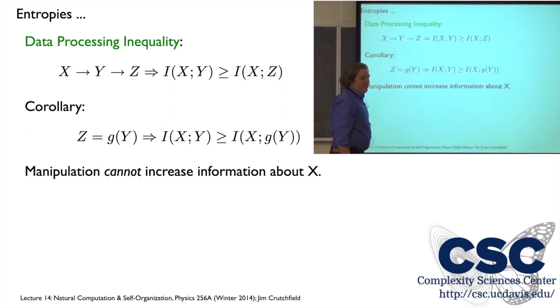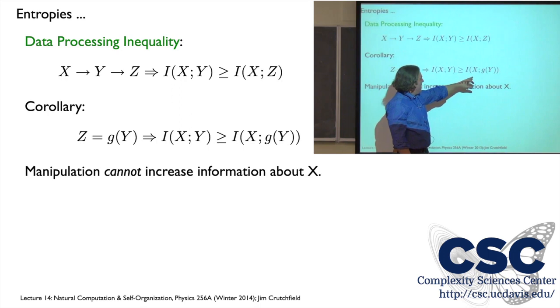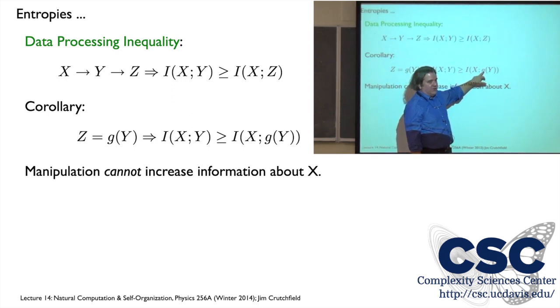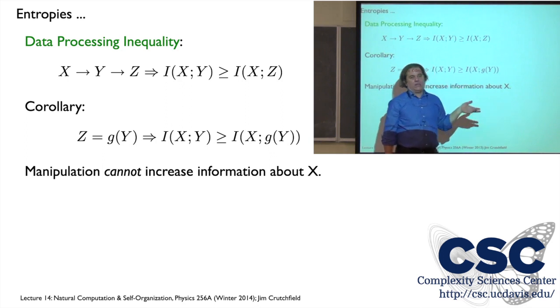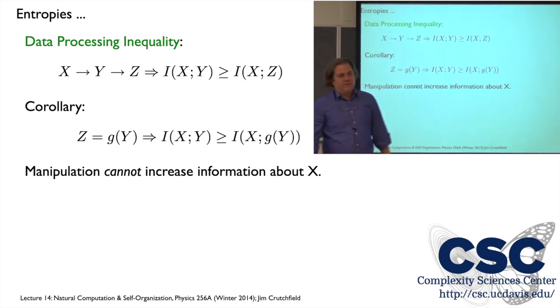In other words, I can't do some fancy thing, this function g, to the variable y and get more information out than I had already in x than y. That's the data processing part. You can't increase information by manipulating and processing or anything. Notationally it's kind of simple, but the interpretation is rather interesting.